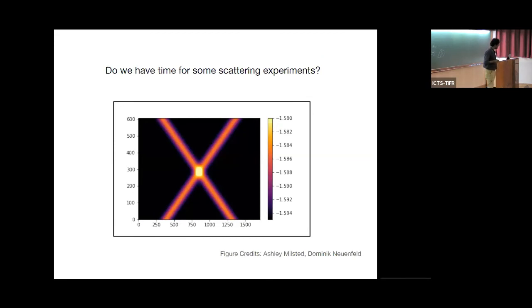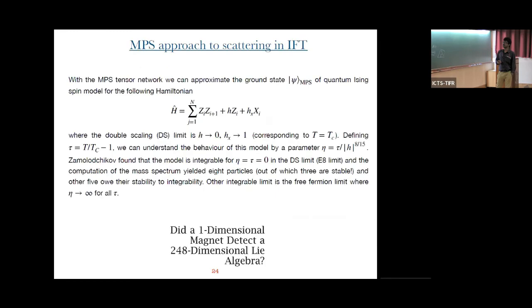We don't have much time, but I'll just quickly mention that what we're trying to do now is look into this MPS approach. So this is the classic Hamiltonian of this quantum Ising spin chain. In the field theory limit, there are two integrable points of this model. One is known as the free fermion model, and one is the E8 limit. And the E8 limit was solved famously by Zamolodchikov.